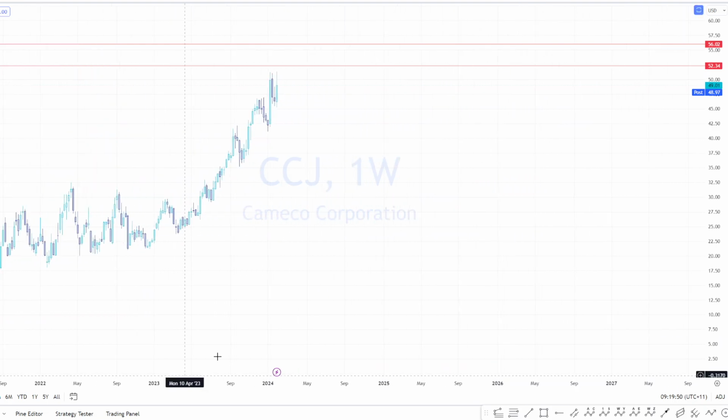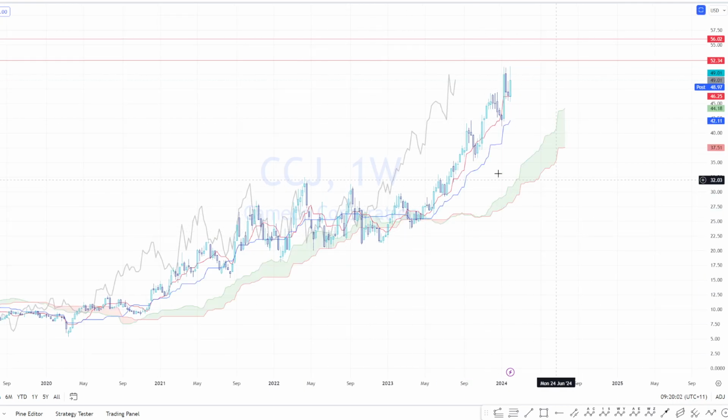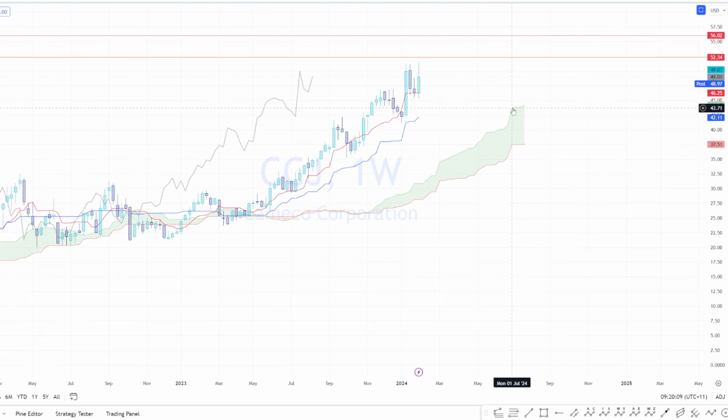So if I just widen this out, I would just bring in the cloud. And then all I'd be looking for is a couple of things. All I'd be looking for is the possibility of a Kumo twist, which basically means that the leading span A will get below leading span B, which forces the cloud red, and that would only happen because price is sagging, and that would be a warning sign that price is approaching the cloud, which is also what I'd be looking for. And then I'd just be watching this Chikou span, this lagging span, to see if it gets on the other side of the candles.